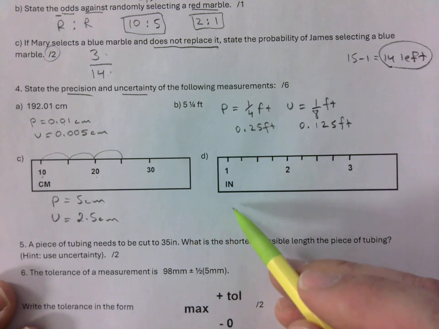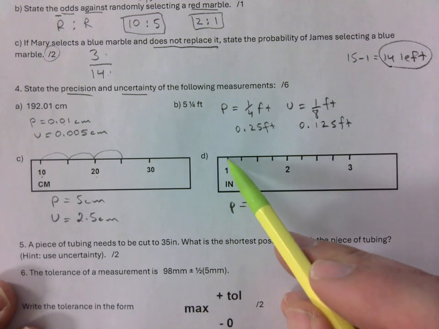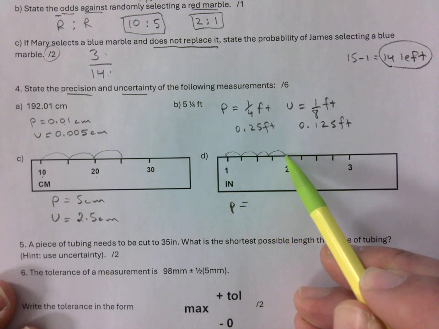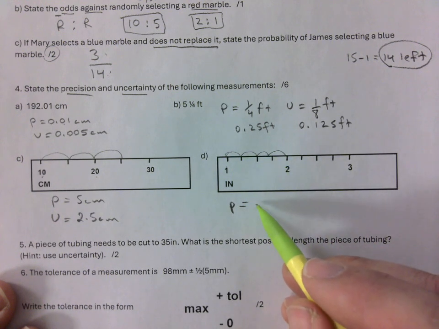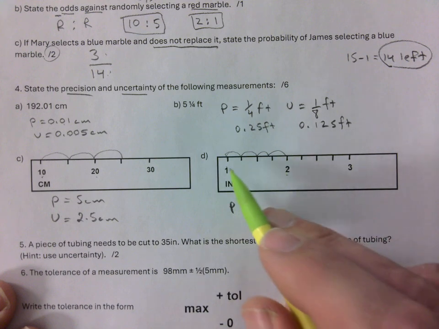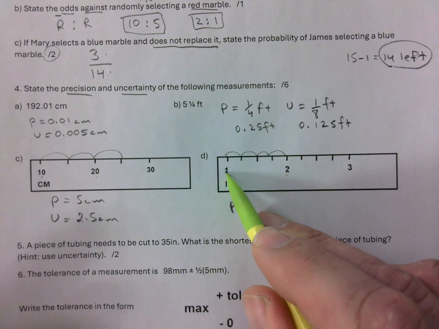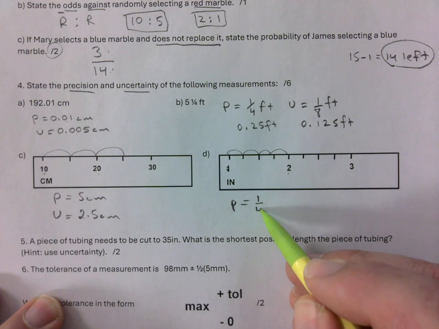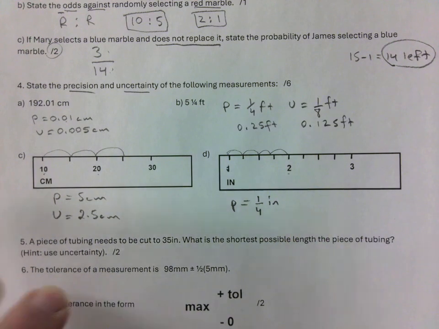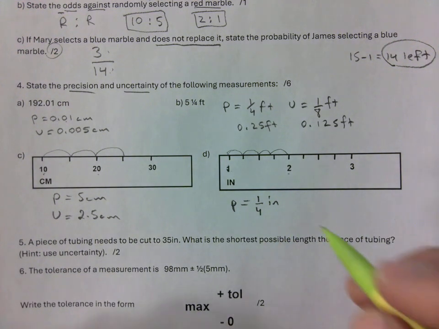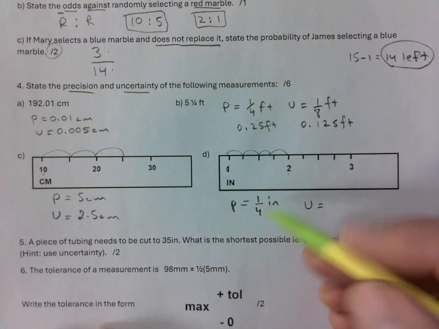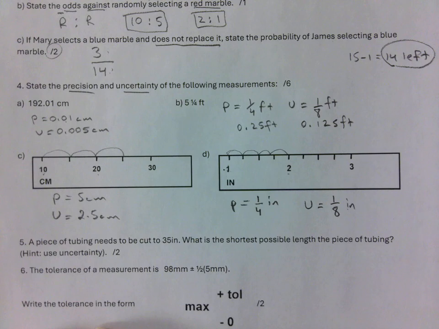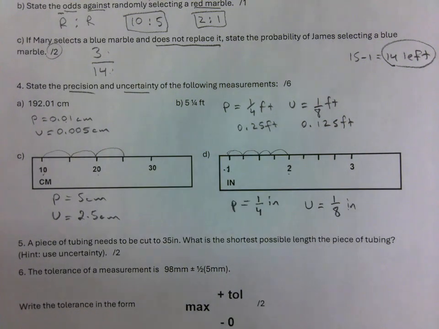Okay? What's the precision here? Right, you go from 1 to 2 here, so it's 1, 2, 3, 4. It's actually 1/4 of an inch. You can go high minus low, that is 1, divided by the number of gaps, that's 4. So it's still 1/4 of an inch. Uncertainty, therefore, will be half of that. It's 1/8 of an inch. Okay.